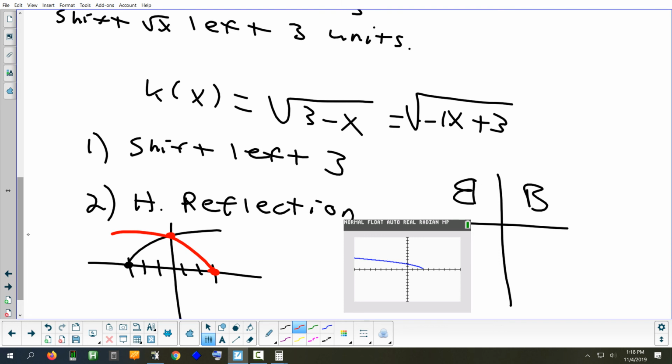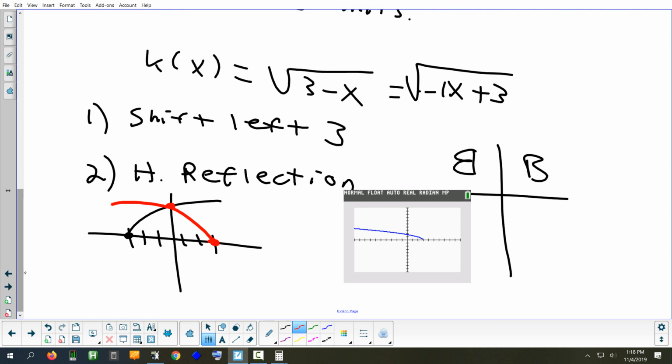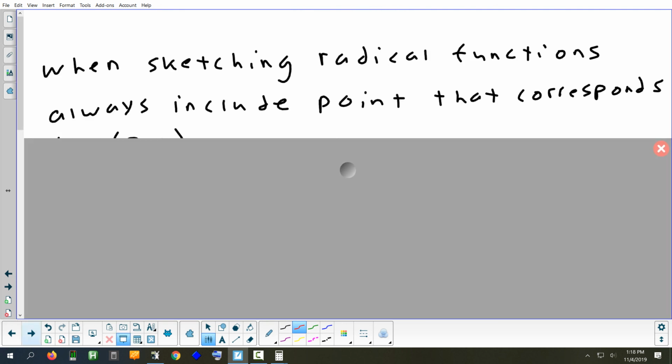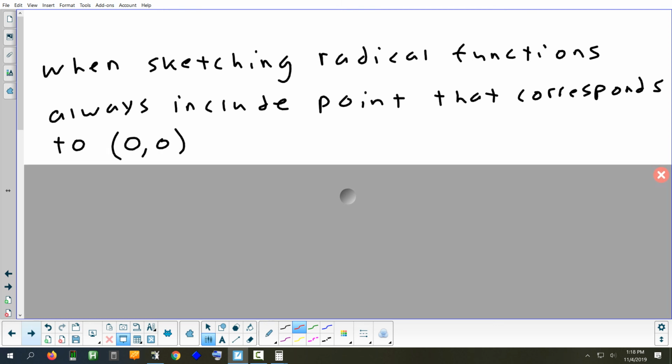I think it's fine. So when we make a sketch, what we want to do is figure out where the point that was at 0, 0 went. I call that point one of 2 things. If it's an even root, I call it the start point. If it's an odd root, I call it the center point. So basically figure out where your start point or your center point went, depending if it's even or odd.